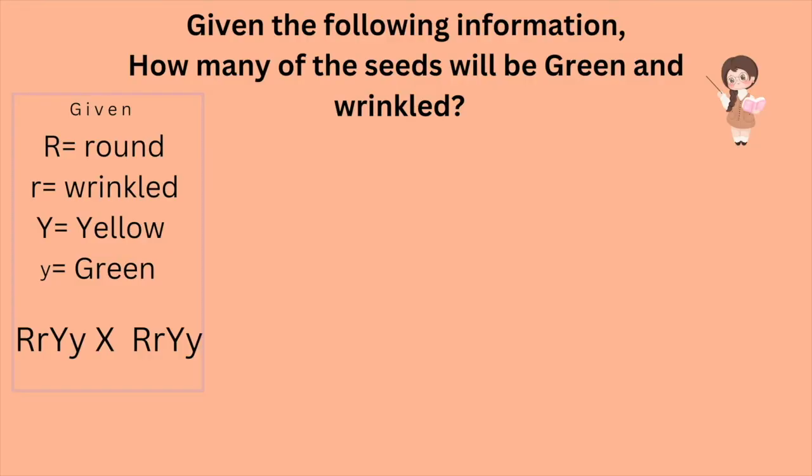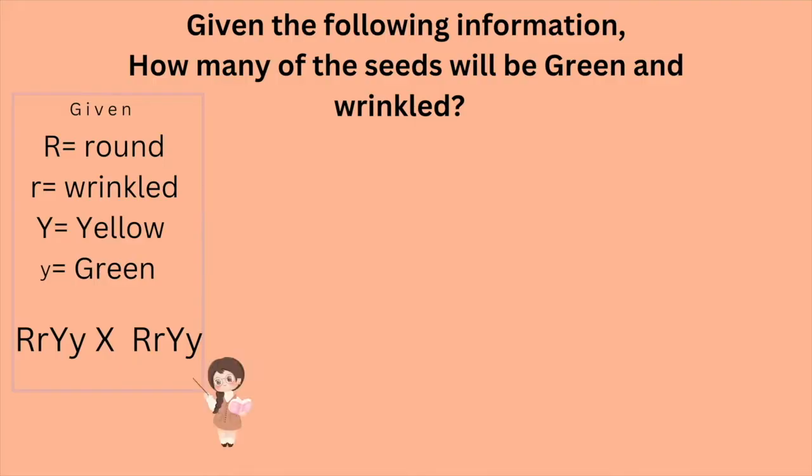Next, we're going to try a bit of a harder question. This problem is involving 2 traits, therefore we need to upgrade to a dihybrid square. Given the following information, how many seeds will be green and wrinkled? So color is one trait and the shape is another trait. Okay, so given information is right here. From this, we can see that round shape is dominant and yellow color is dominant.